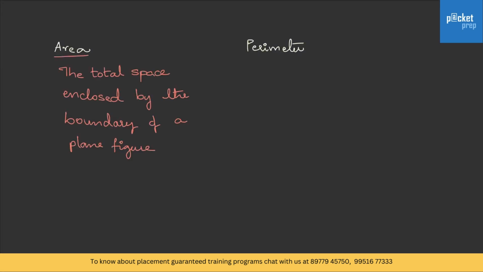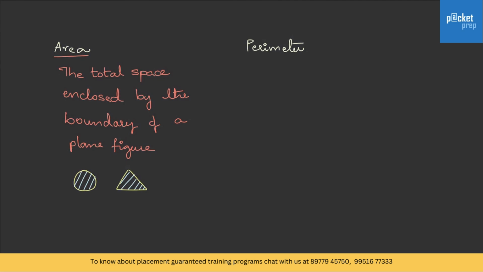For 2D figures, the frequently calculated metrics are area and perimeter. So for this lecture, let's learn how we calculate the area and perimeter for different shapes. Area is the total space enclosed by the boundary of a plane figure. Like if we have a circle or maybe a triangle, area is the space inside the figure.